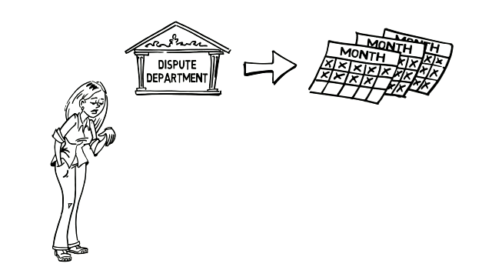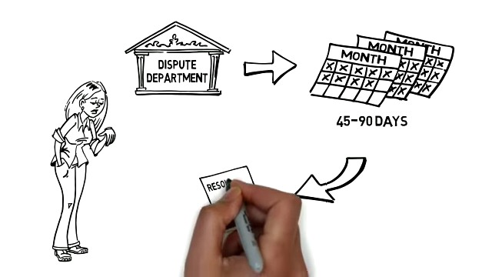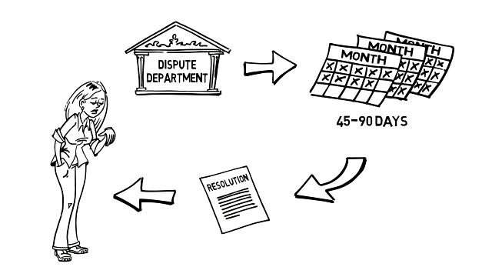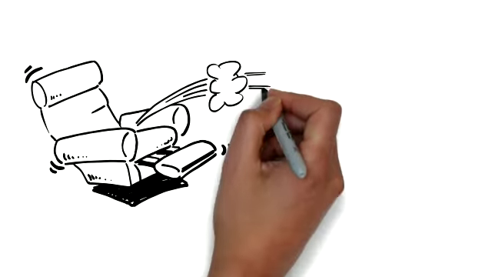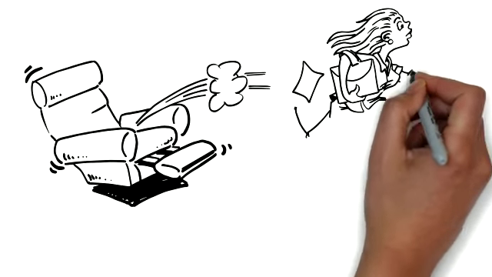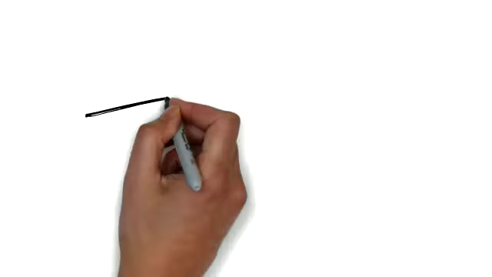The dispute department has 45 to 90 days to investigate her dispute. Once the investigation is complete, Sally will receive a letter from Global Cash Card which will provide her with a resolution to her claim. So it's really important that Sally turn in all the necessary forms within the 10-day period. Right, Sally?